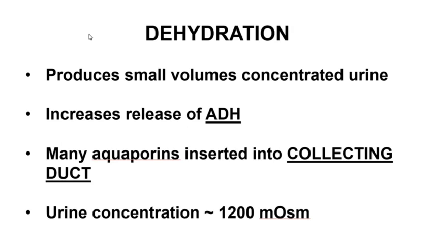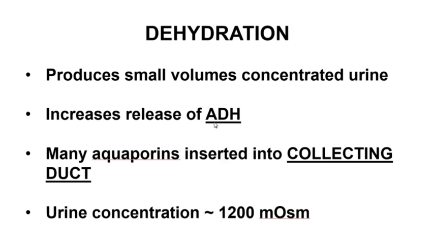Did I say anterior pituitary? I meant posterior pituitary if I said anterior pituitary. Okay. So dehydration, we will produce small volumes of very concentrated urine. So that means that our urine will have a very high osmolarity. This dehydration influences the amount of ADH that's released. So the more dehydrated we are, the more ADH we're going to be releasing from our posterior pituitary.